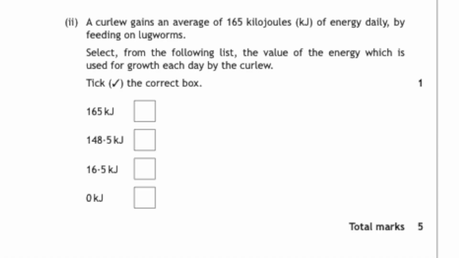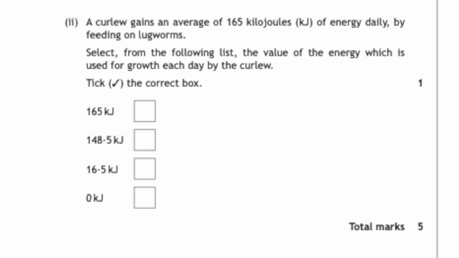Finally, a curlew gains on average 165 kilojoules of energy daily by feeding on lugworms. Select from the following list the value of the energy which is used for growth each day by the curlew. 1 mark. So there's a bit of biology and a tiny bit of arithmetic at this one. Remember when we had the food chains and we said that 90% of the energy gets lost at each step? Well, that means that 10% gets passed along to the next bit to make bits of the animal's body.